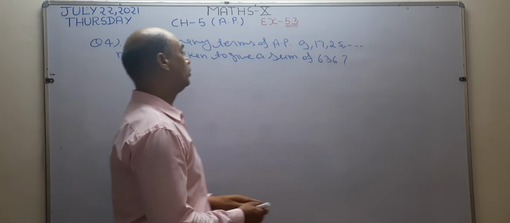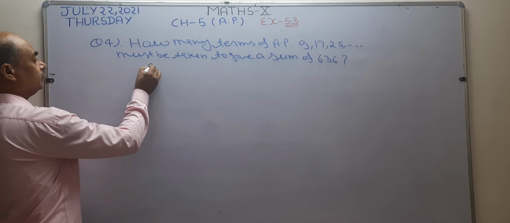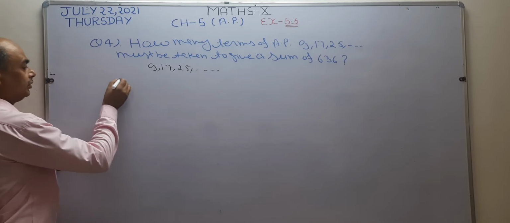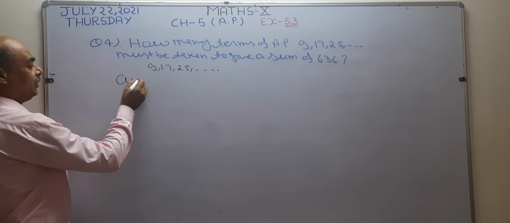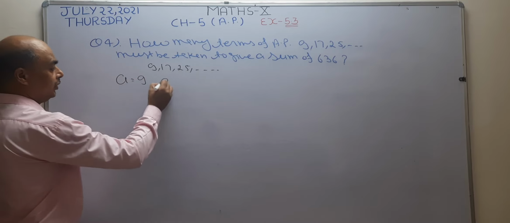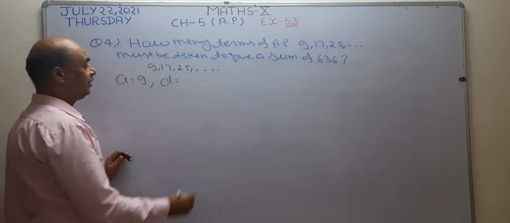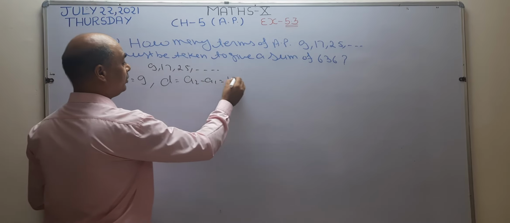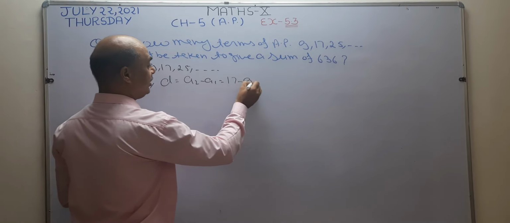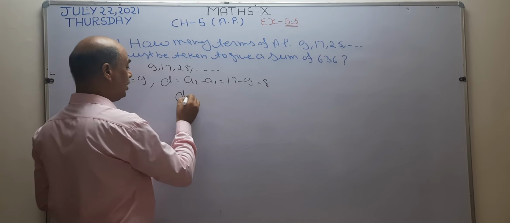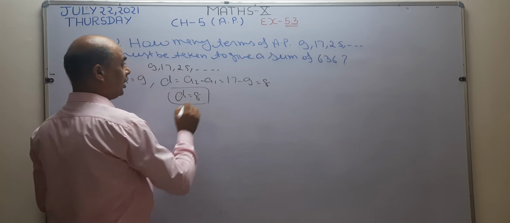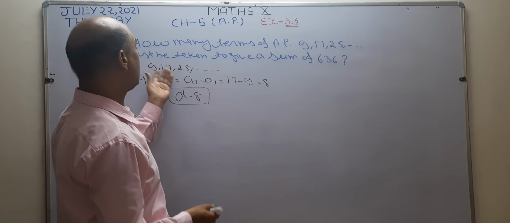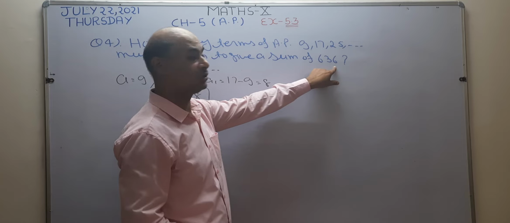Okay. Now since the AP is given, from the given AP I want to find the value of A. A means the first term of the AP. The first term of the AP is 9. D means common difference. So to find D, the formula is A2 minus A1. A2 is 17 minus A1 is 9. 17 minus 9 is 8. So the value of D becomes 8.